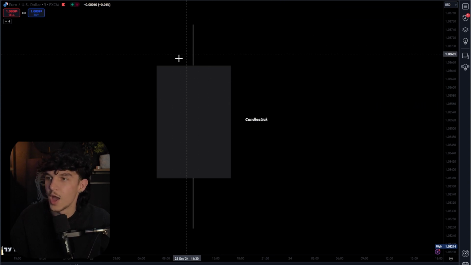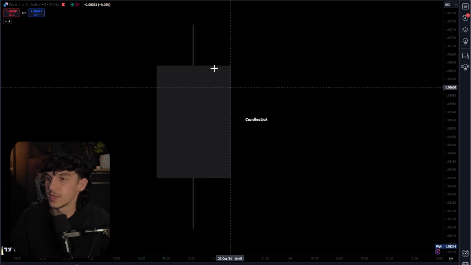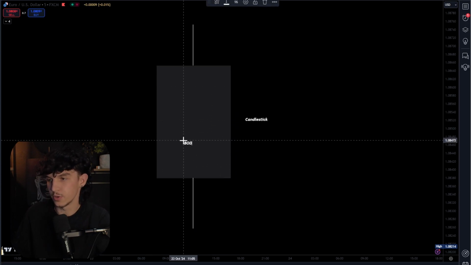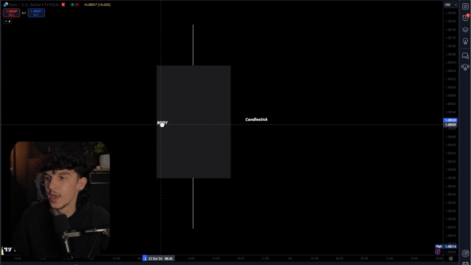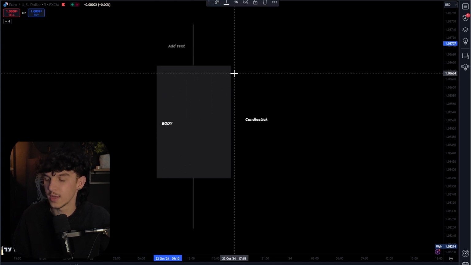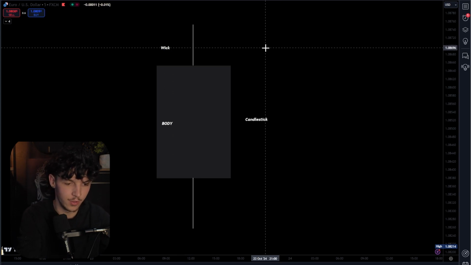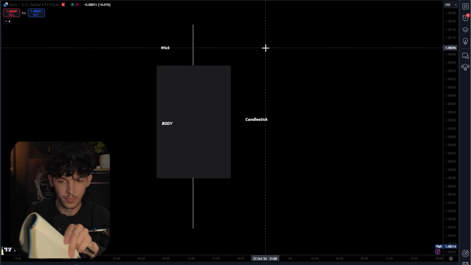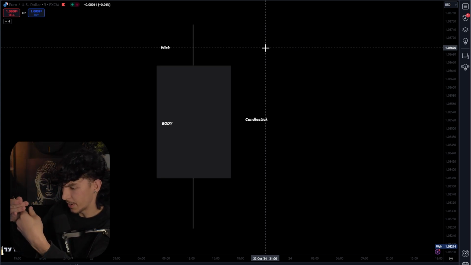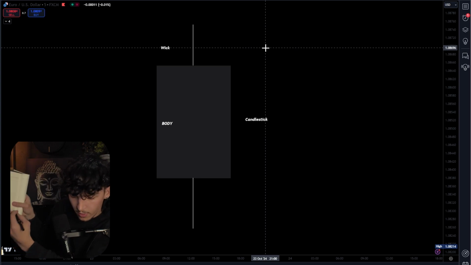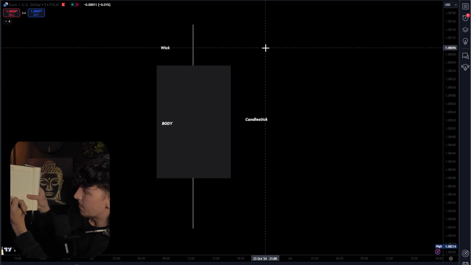Candlestick, guys. So this is going to be your body of your candlestick, and this is going to be your wicks. Like imagine a candle, right? Let me draw a candle out for you guys. You have the base of the candle, just do a little circle there, and then you have your flame, right? That is a normal candlestick.